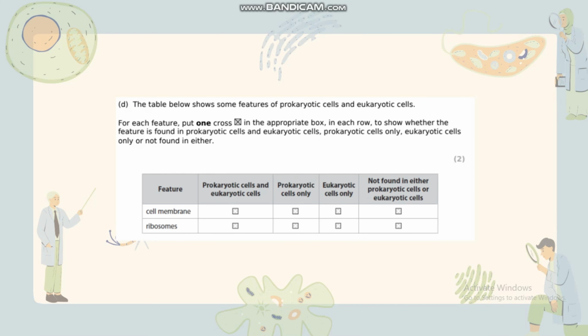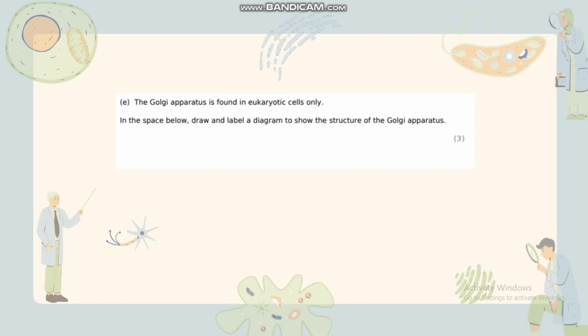The table below shows some features of prokaryotic cells and eukaryotic cells. For each feature, put one cross in the appropriate box in each row to show whether the feature is found in prokaryotic cells only, eukaryotic cells only, or not found in either. So if you remember, I talked about some common features between all types of cell, no matter if they are prokaryotes or eukaryotes. And cell membrane and ribosomes were among that list, so they are found in both. The Golgi apparatus is found in eukaryotic cells only.